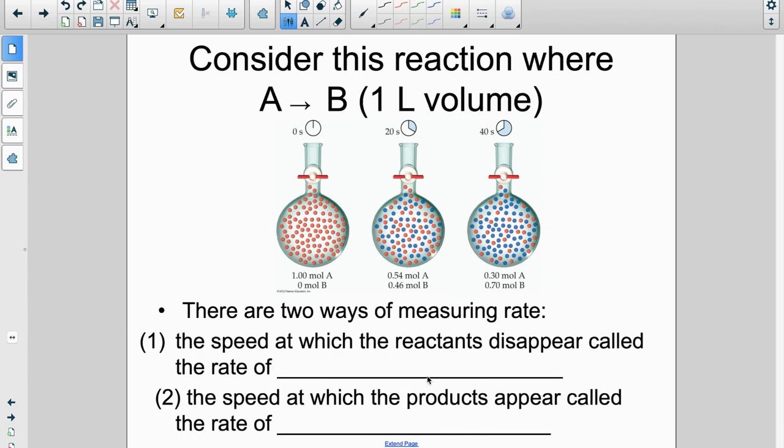So here's this reaction. A goes to B, and all of these are 1 liter in volume. We're going to have 2 ways of measuring the rate. The speed at which the reactants, in this case A, disappear is called, very fancy here, the rate of disappearance. The speed at which the products appear, again very fancy, is called the rate of appearance. Okay, so those are the technical terms.